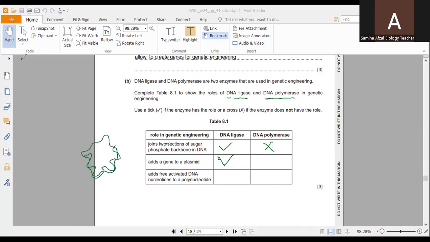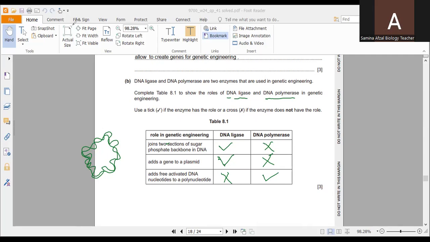And the other type of enzyme is DNA polymerase. DNA polymerase is used when the nucleotides are joined together to make a polynucleotide. So it adds activated DNA nucleotides to a polynucleotide. So here DNA ligase is not used, only DNA polymerase will be used for this purpose. So in this way, these two different types of DNA molecules are there.